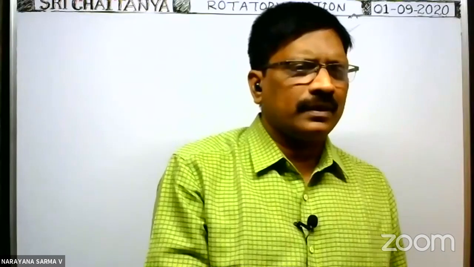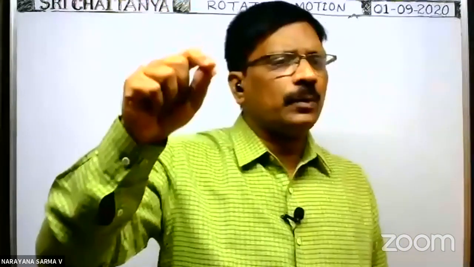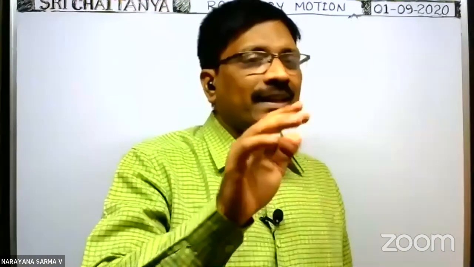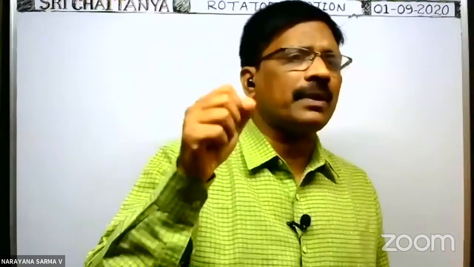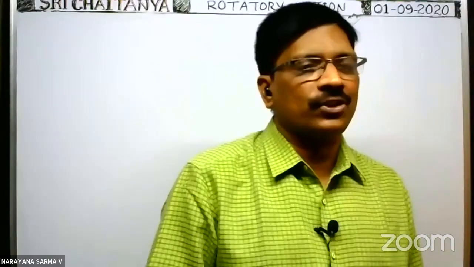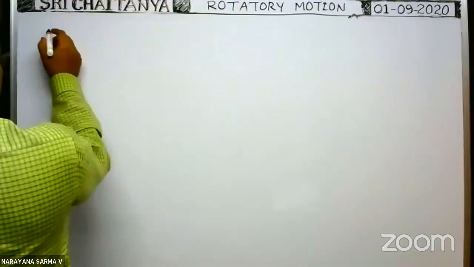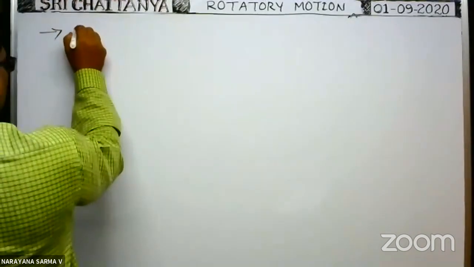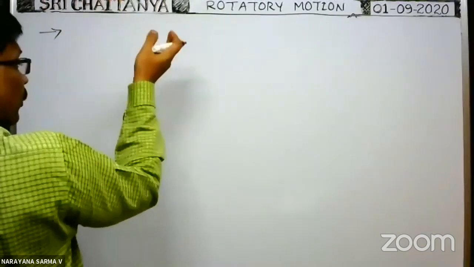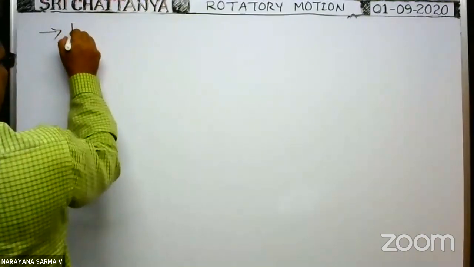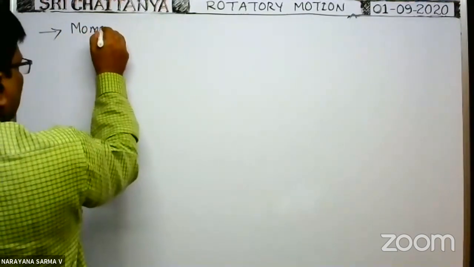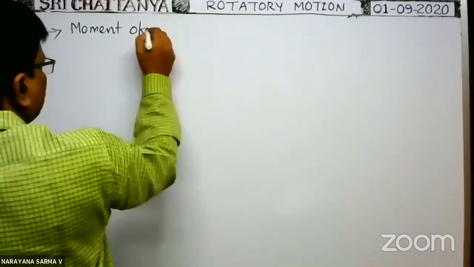We cannot stop it. That means the inability of a rotating body, by means of which it cannot change its state of rest or state of rotating motion unless an external torque is applied, is called rotational inertia. The measure of rotational inertia is called the moment of inertia, just like mass. Moment of inertia.